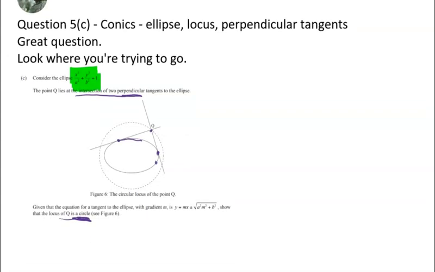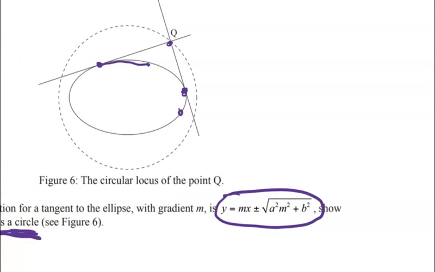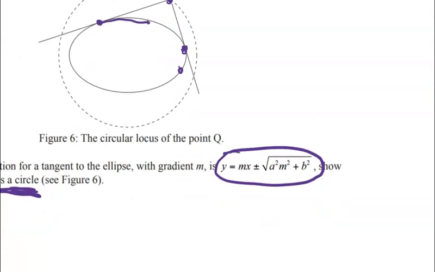And they've very nicely given me this equation here. I'll make it a bit bigger, which is that y equals mx plus or minus the square root of a squared m squared plus b squared. Now, the first time I saw this, I was kind of going, why on earth would I want to have this? But it's really useful. So this video is going to be quite slow.